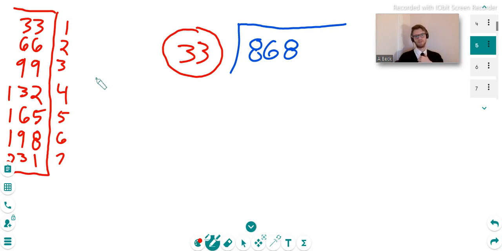Now you'll see on every YouTube video, any teacher will tell you, okay, you start with the first digit. Yeah, it can't go into 8. Your divisor cannot go into the first digit of the dividend, so you have to extend it. So you say 86. Okay, then look at your chart. This is what I love about the chart. I have a visual thing here. I can look at this. I look at 99. That's too high. So I look at 66.